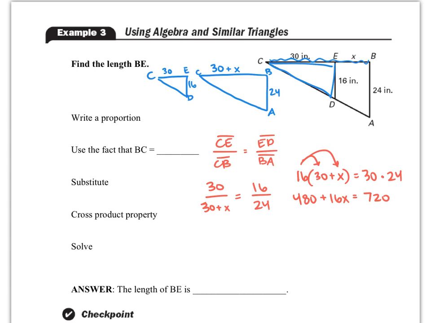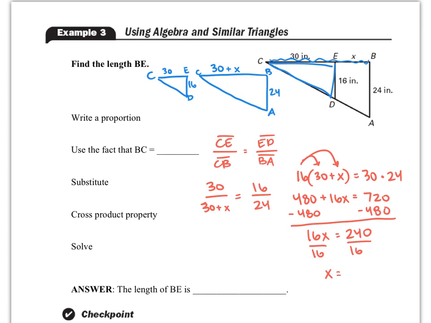Well, now we have an equation to solve. This is a two-step equation. So I'm going to start by subtracting the 480. Again, my goal is to get X by itself. So over here, I have just the 16X left. On the other side, I have 240 left when I do 720 minus 480. I'm going to divide each side by 16 now.